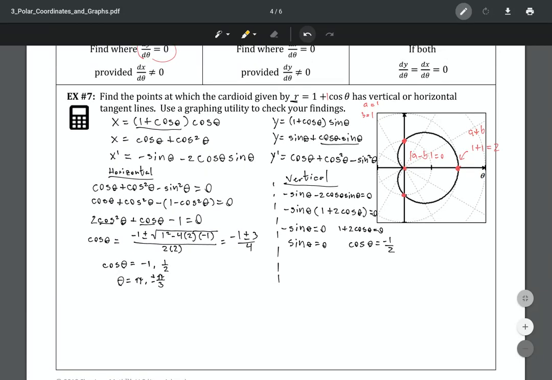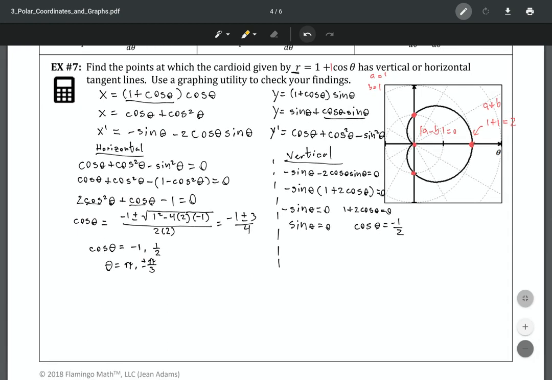Okay, so notice that on this one, where is the sine of theta equal to 0? Well, that's normally at 0 and pi. And where is the cosine equal to negative 1/2? Well, that's going to be located at 2 pi over 3 and at 4 pi over 3.